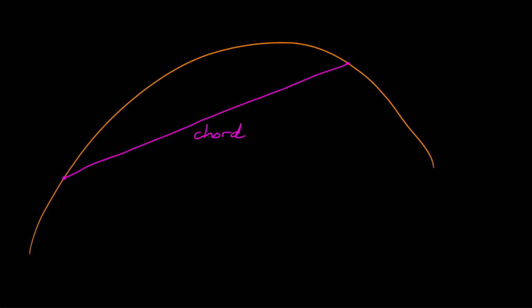Here we've shown a chord between 2 points on a curve. If we extend that line out, it then becomes a secant. Finally, we can also show a tangent at a particular point.